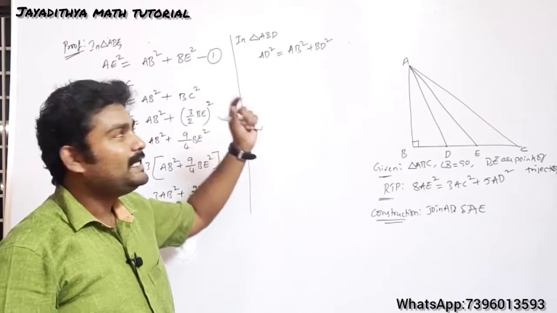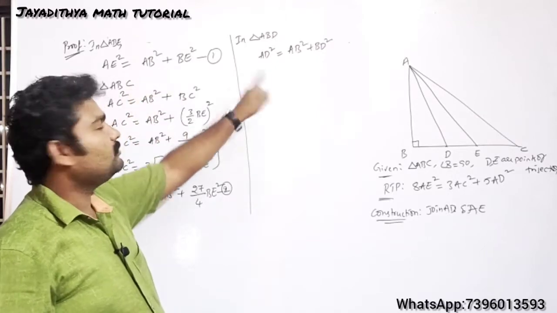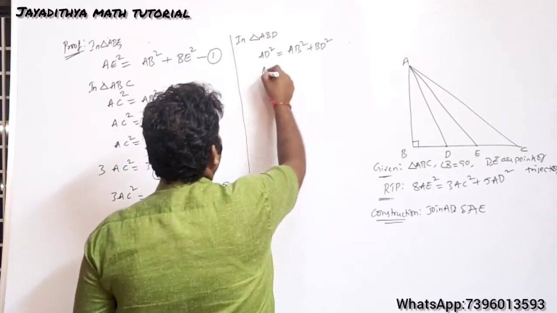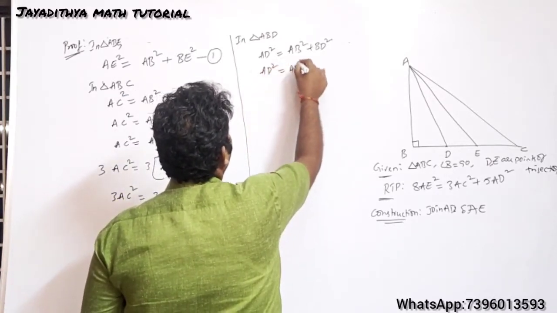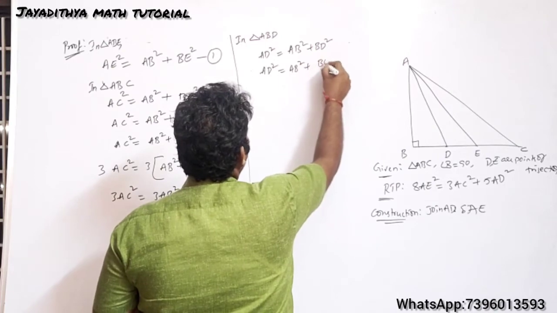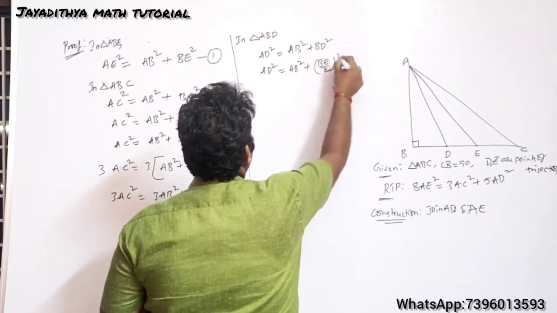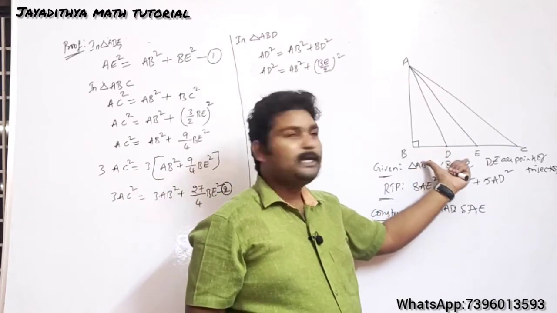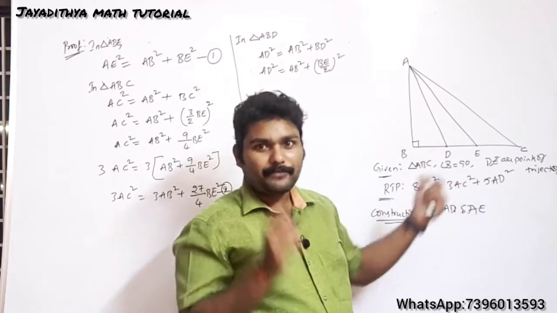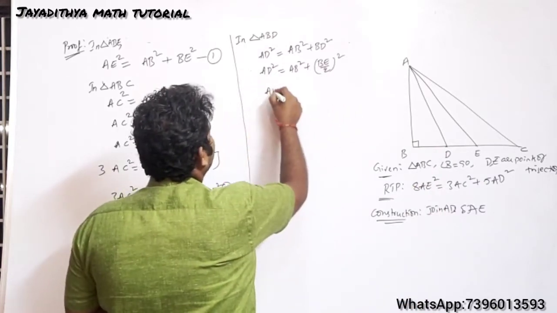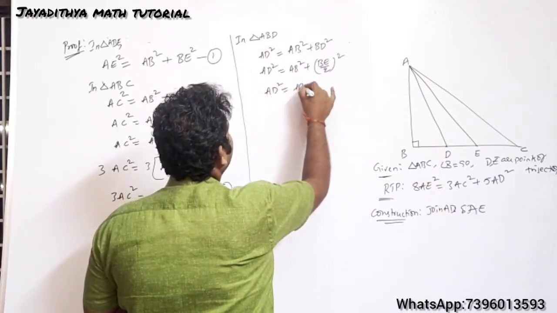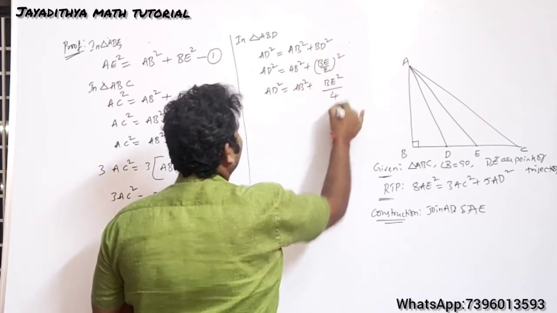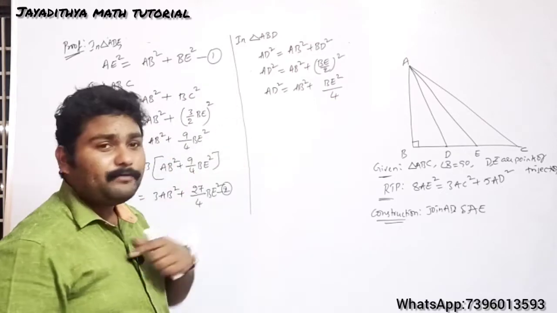Again you need to convert BD in terms of BE. Already we want AB, so keep AB as it is, but you should convert BD in terms of BE. So AD square will be equal to AB square plus (BE by 2) whole square. BD is nothing but half of BE, right? Why? Because BD is one part, BE is two parts. So one part is nothing but half of 2. So like that you should write. So AD square will be equal to AB square plus BE square by 4 now. Clear?